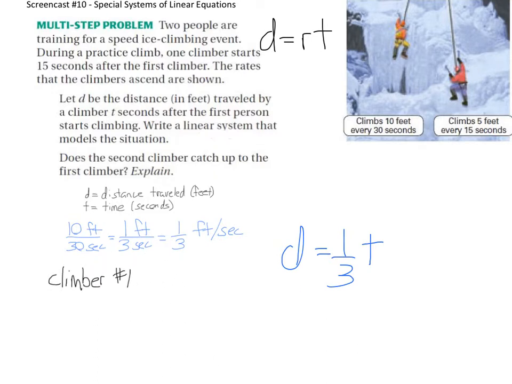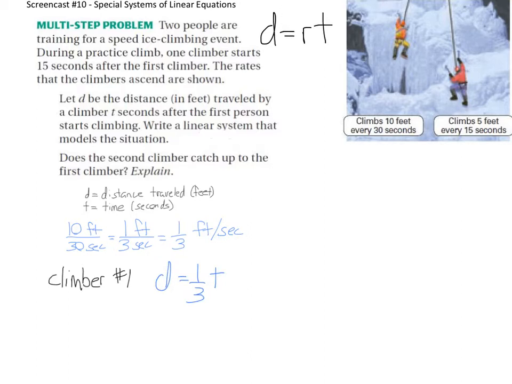Alright, so let's take all that good information and place it over here to the side. Climber 1's equation is d is equal to 1/3 t, and we're still going to use d is equal to rt as we talk about climber number 2, which is this guy right here. Alright, so we've got to make his equation now as well. We're going to use the same techniques. Now look at the information for climber number 2.